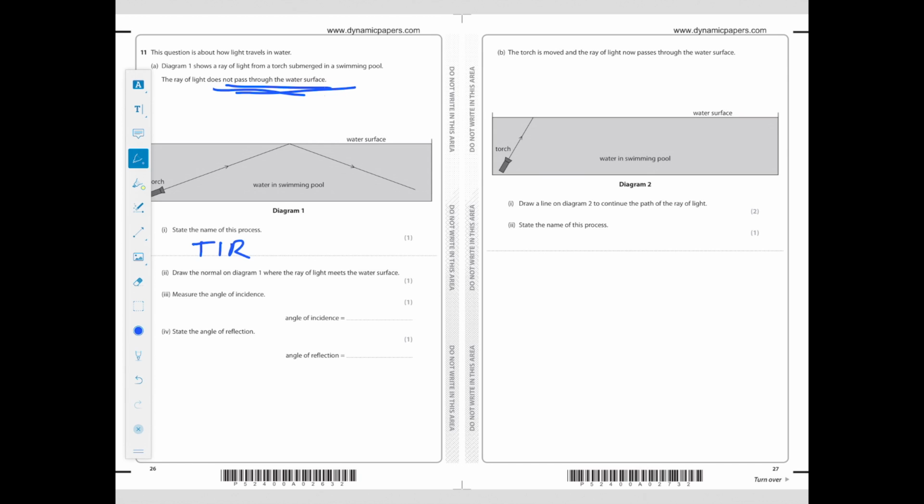Draw the normal on diagram 1 where the ray of light meets the water surface. Don't forget to read these questions, by the way. A lot of my tutees always seem to not see them. Make sure you answer every single question. So that's the line drawn at 90 degrees.